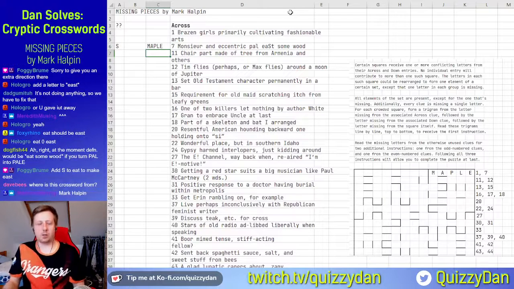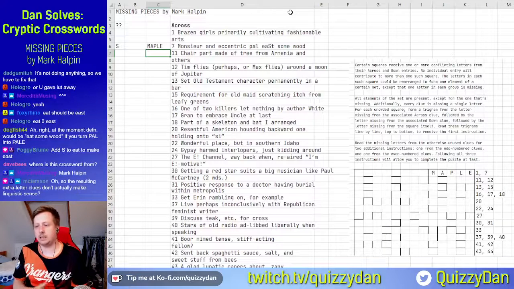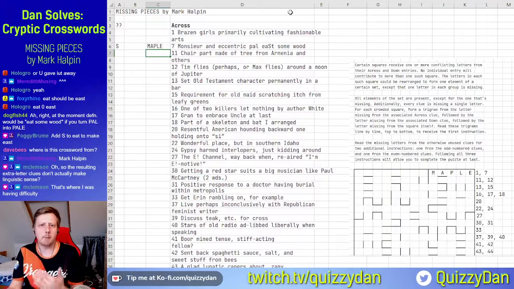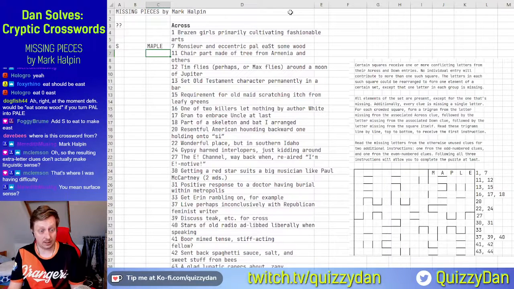This is from Cryptic All-Stars. If you go to crypticallstars.com, you can buy... There are 5 volumes out. This is from Cryptic All-Stars Volume 1. And this is by Mark Halpin. Okay. Yes, indeed. The surface may lose some sense, but all will still be real words at the end of it.